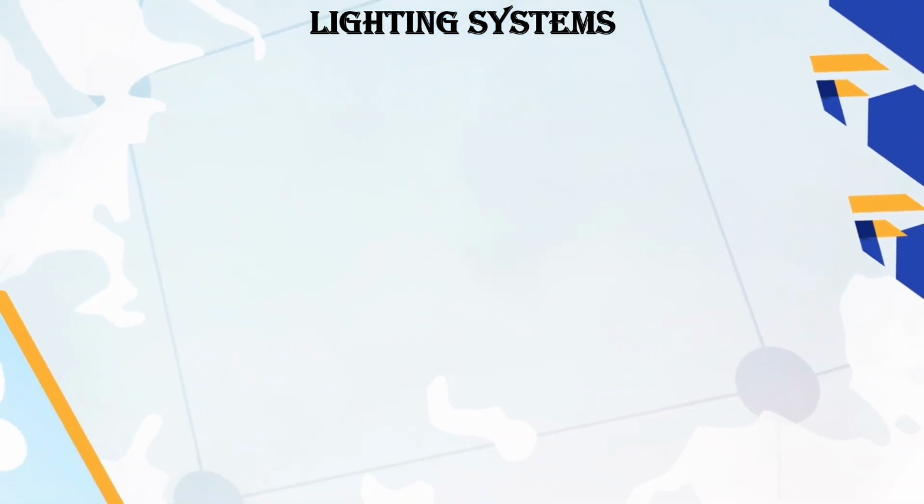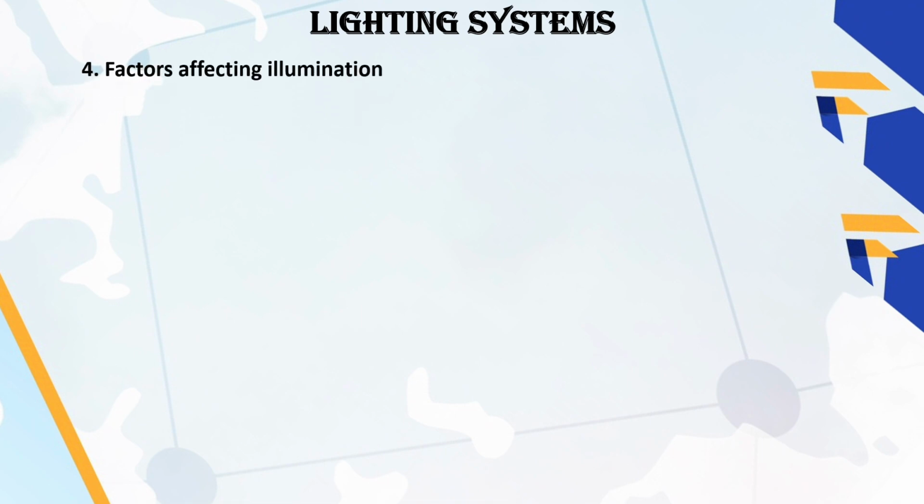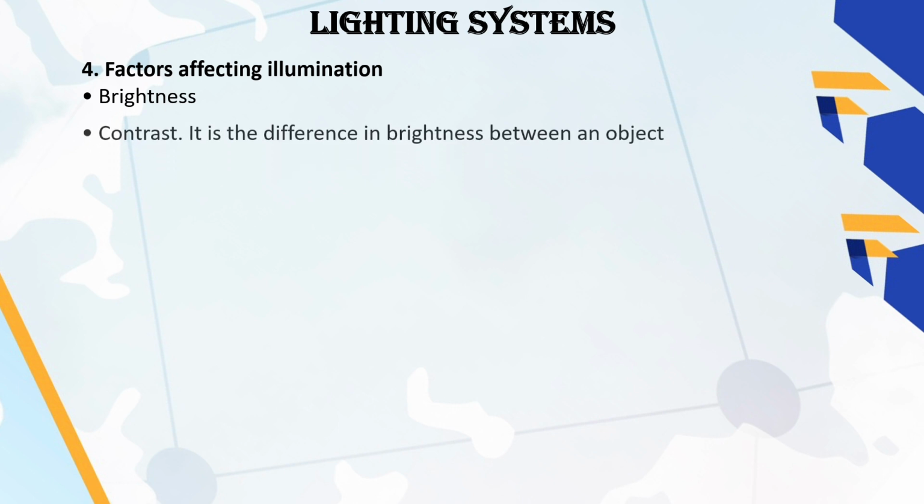Fourth, factors affecting illumination. So there are four. First, brightness. Brightness is the perceived intensity of light in a space, influenced by the type and wattage of the light source, the distance from the source, the reflectivity of surfaces, and existing ambient light, all of which are crucial for comfort and productivity. Second, contrast.